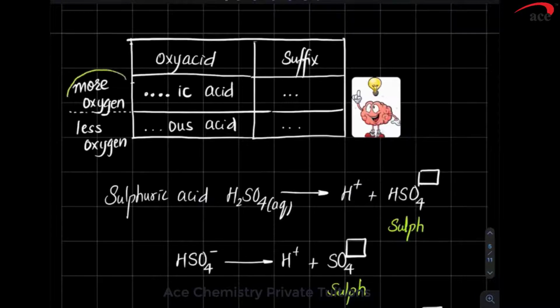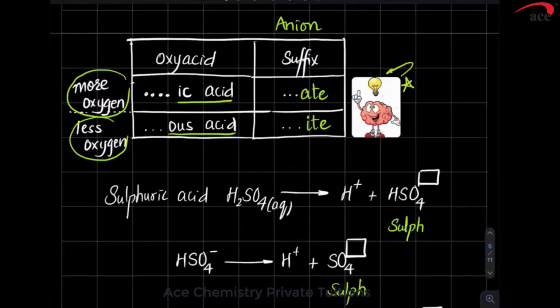Then more oxygen, you have realized we end with the word ic, and if an anion is coming out of such, then we end with the word ate. If it has less oxygen, then the acid ends with the word OUS. The anion coming out of it will be called ite. Are you able to see wherever this type of symbol is there? Remember the trick. So this symbol tells you to remember the trick. You are able to see a brain and a bulb. So brain, bulb.